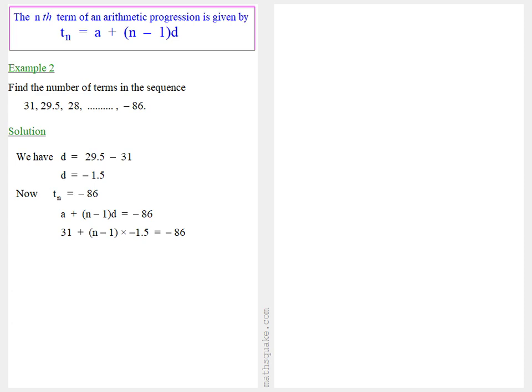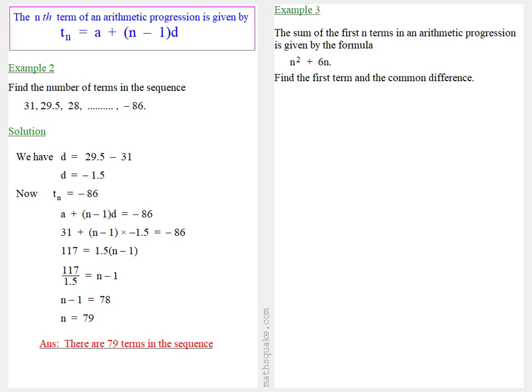If we add 86 to both sides, we get 117 is equal to 1.5 times (n minus 1). If we divide both sides by 1.5, we get 117 over 1.5 is equal to n minus 1, which means n minus 1 is 78, or n is 79. So there are 79 terms in the sequence.